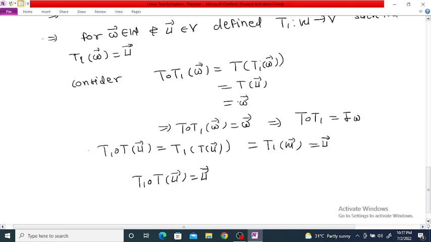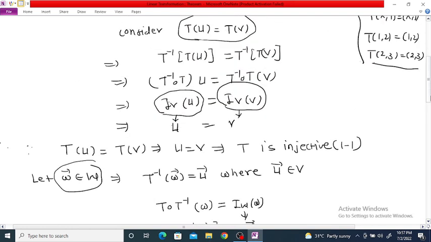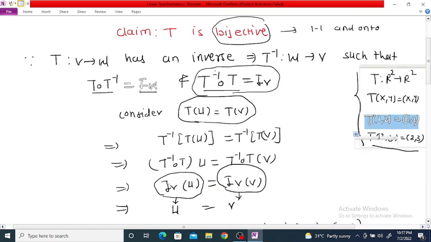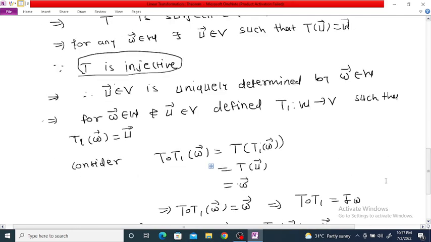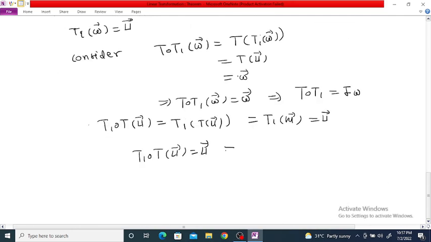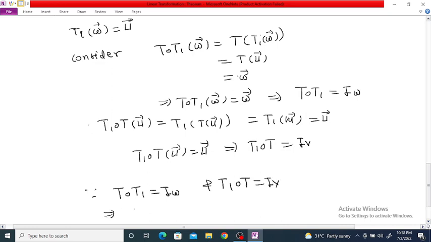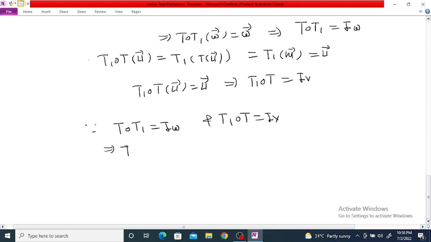And therefore if the element maps to the same U bar for any vector, for example, 1 2 maps to 1 2, 2 3 maps to 2 3, 4 5 maps to 4 5, then it is the identity transformation. This is T1 of T is equal to the identity transformation IV. So now since T of T1 is equal to the identity transformation IW, and T1 of T is equal to IV, therefore T1 is an inverse. This is nothing but the definition of inverse.